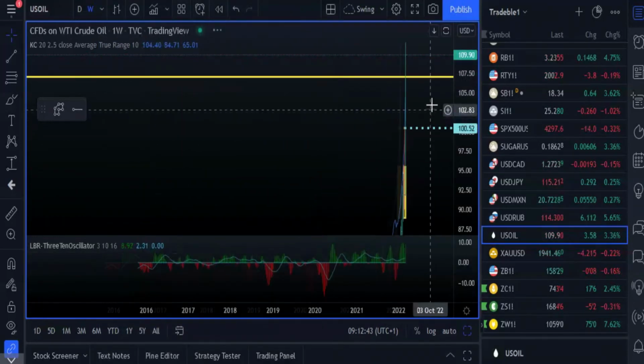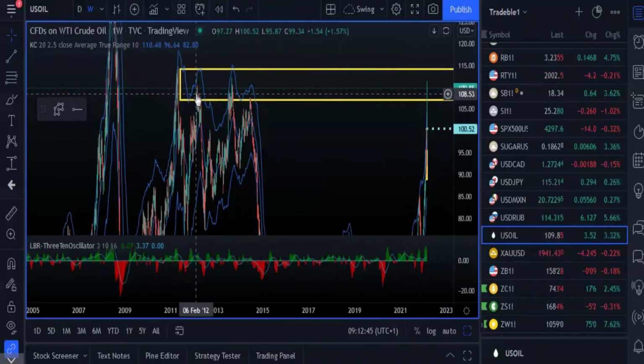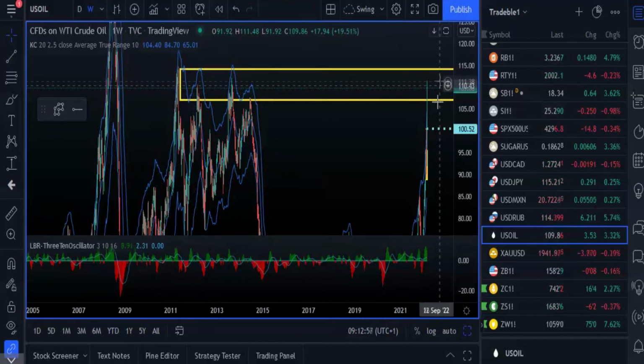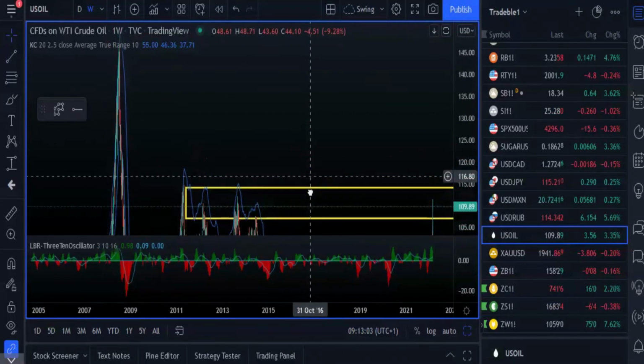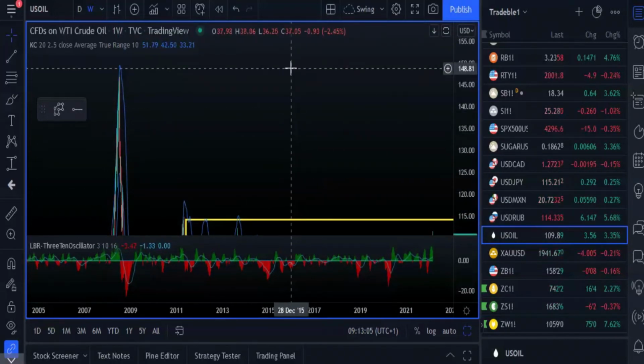We can see also on the weekly time frame that market entered that area that I marked. We called this yesterday. Pretty much the market can enter this area and go around 111, 110. So market did that, and the next area, if the market will continue upside, is 114.50, and then of course the biggest one at 148.